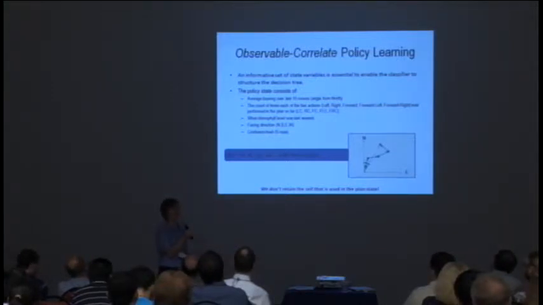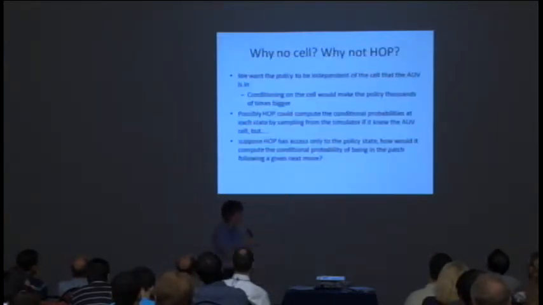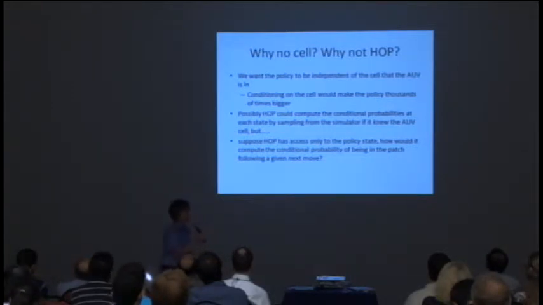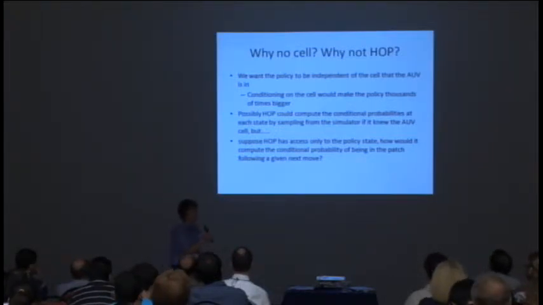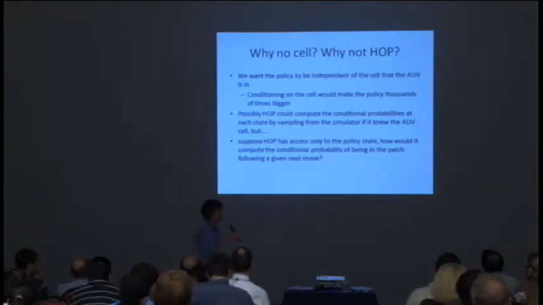So while the planner knows what cell the AUV is in and it makes its five moves from the cells that it visits, the policy state doesn't know about the cell. Okay, so why don't we keep the cell as one of the policy state variables? It's because we want the policy to be independent of the cell, since conditioning on the cell would make the policy orders of magnitude larger. And one of our key objectives is to obtain a small, lightweight policy that can be executed very efficiently.